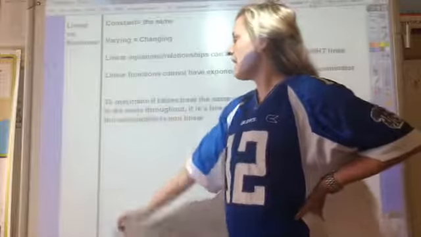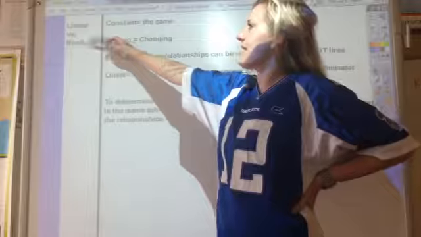On your notes page, go ahead and draw your line. In the top left-hand corner, go ahead and write linear versus nonlinear.